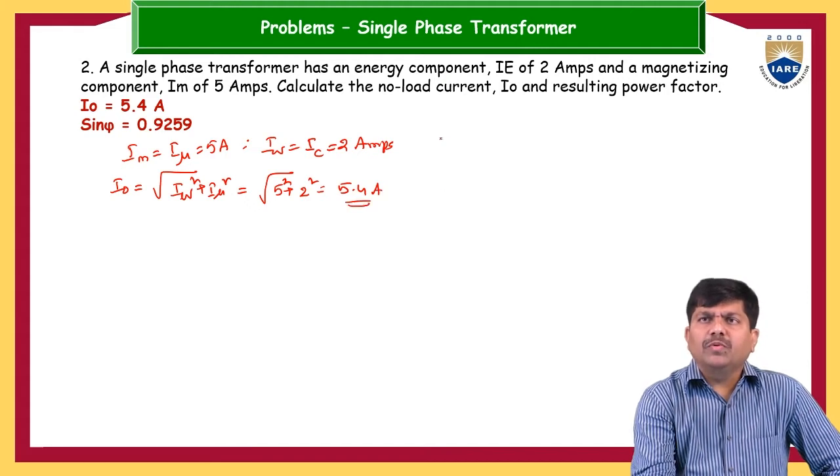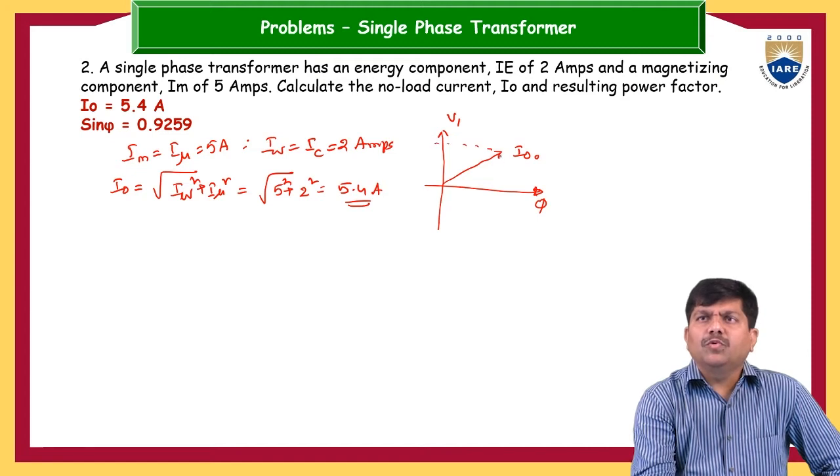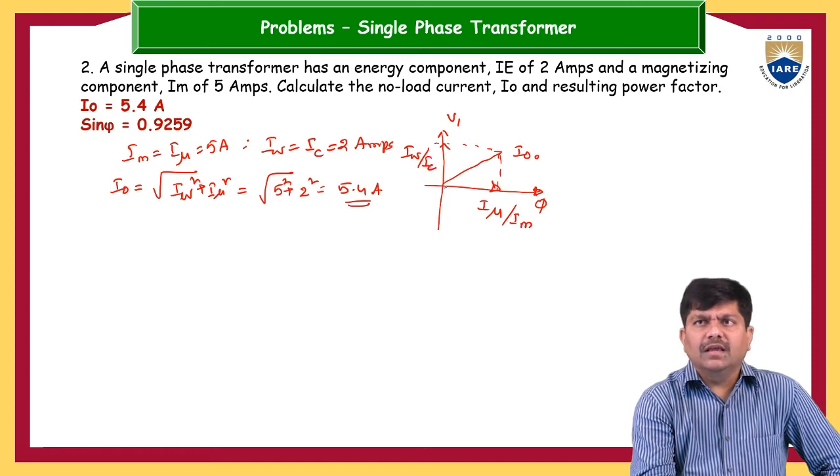So how are we going to get this value? Now from the phasor diagram, you can see this is the flux and this is I naught. Now if you take this as the V1 supply voltage, you can resolve this component into two perpendicular vectors. This is I mu or Im, the magnetizing component. This component is Iw or Ic. And this angle is phi naught.